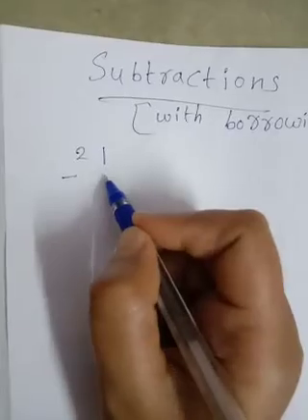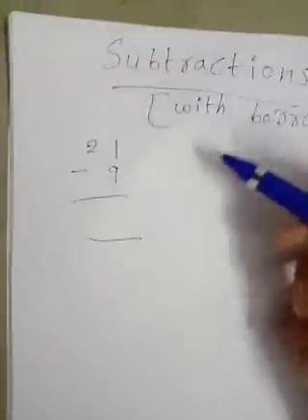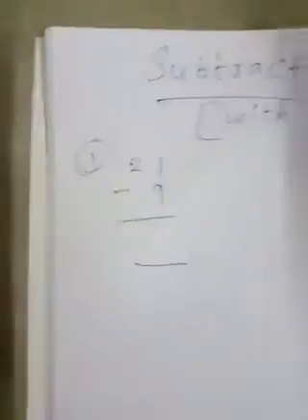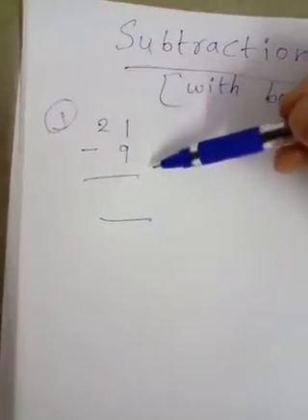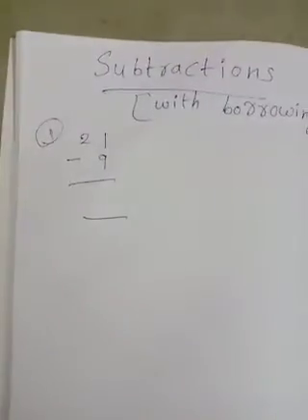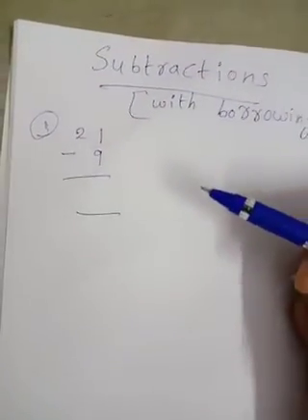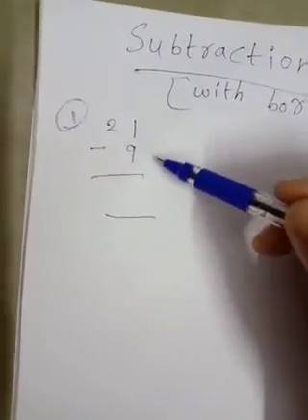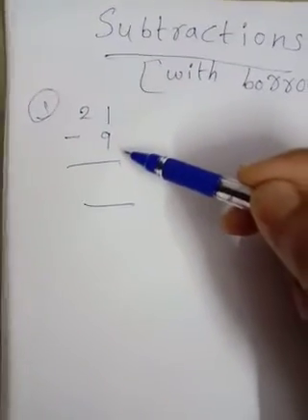21 minus 9. What is this number, children? 21 minus 9. So here, 1 minus 9. In subtraction, first of all, which place numbers are we taking? Ones place numbers only. We take the ones place numbers and do the subtraction.